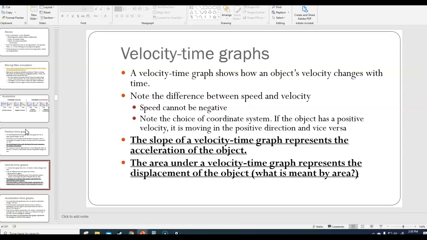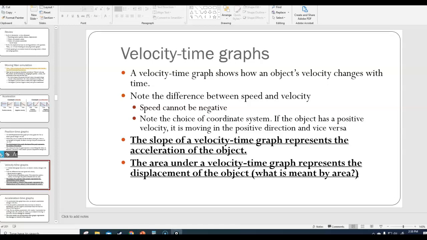Okay, again, I've underlined and bolded the key information you need to know about velocity time graphs. So here it is. Number one, the slope of a velocity time graph represents the acceleration of the object, okay, at every moment in time. The slope on a velocity time graph represents the acceleration of the object at any moment in time. Number two, the area under a velocity time graph represents the displacement of the object.